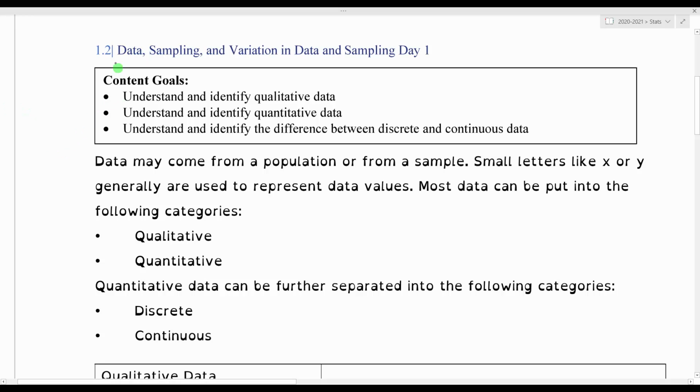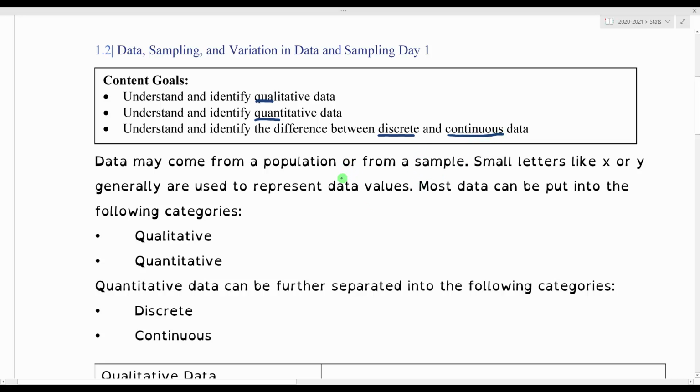There are different types of data that we need to know about. When we look up here at our goals, we want to understand and identify what qualitative data is, and we also want to understand and identify what quantitative data is. So notice the difference there. We've got qual and quant, right? We're going to talk about the difference between those two words. And then we're also going to understand and identify the difference between discrete and continuous data.